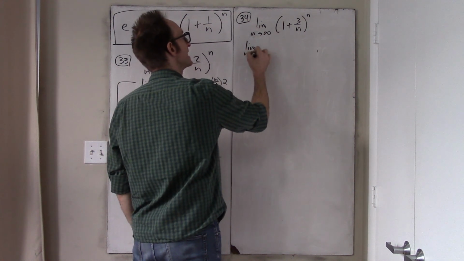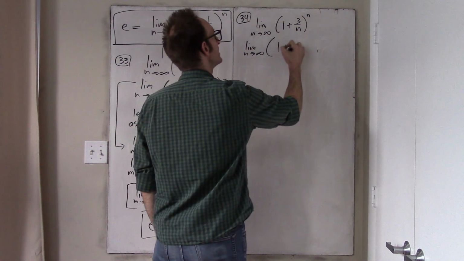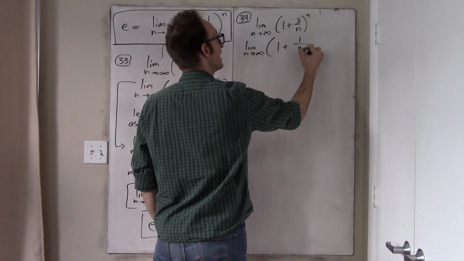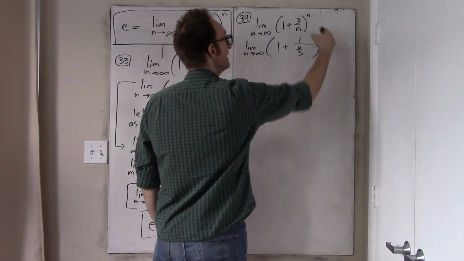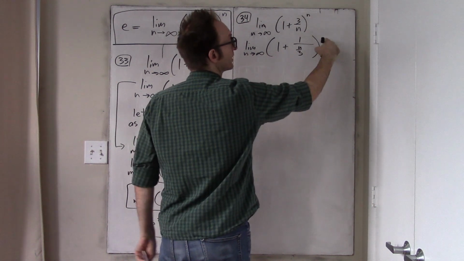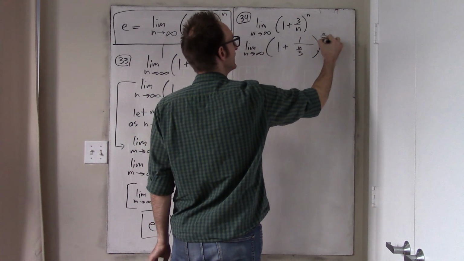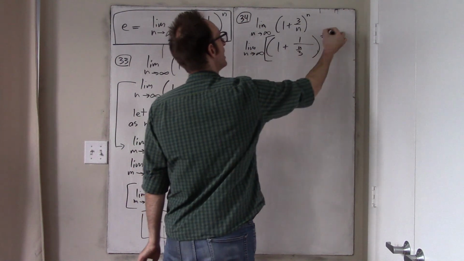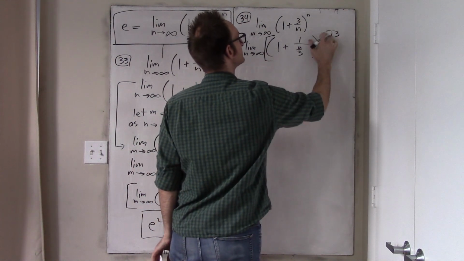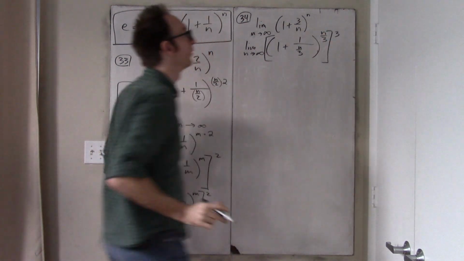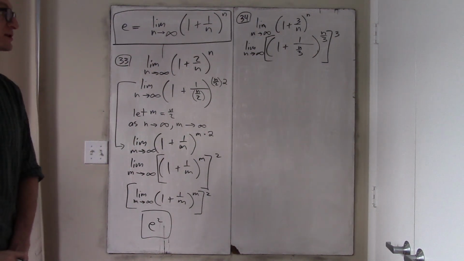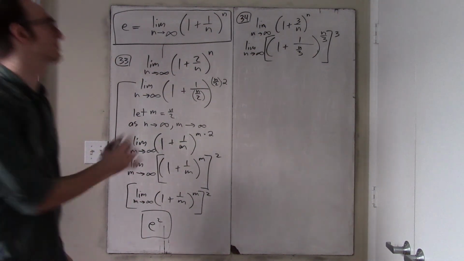You rewrite this as the limit as n goes to infinity of 1 plus 1 over, instead of 3 over n, you write it as n over 3. And then instead of n, you're going to write that as n over 3. And let's just do it all at once, to the 3. Certainly this is algebraically equivalent. Why is this a good thing to do?